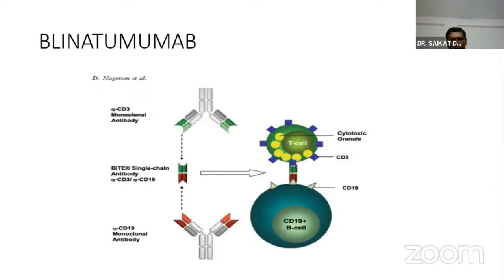First, I will discuss blinatumomab. Now, the ALL blast has a unique feature. Like any cancer cell, they are very elusive. They can evade our immune system. Our body's T cells cannot target this ALL cell. So we have this bispecific T-cell engager. It binds to CD3 of the T cell and CD19 of the B-cell blast. So these T cells are able to lyse those cancer cells.